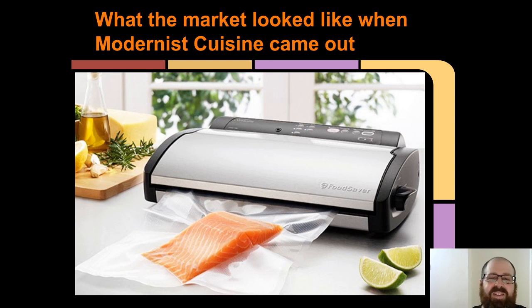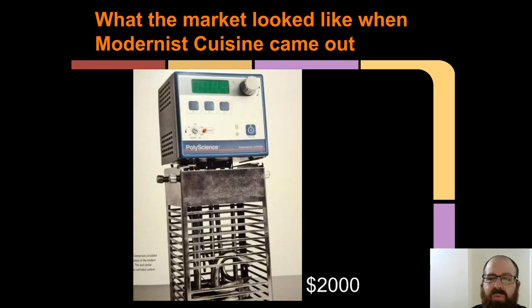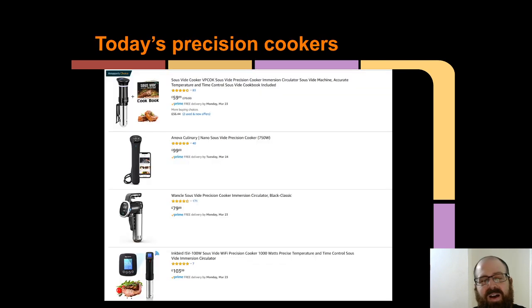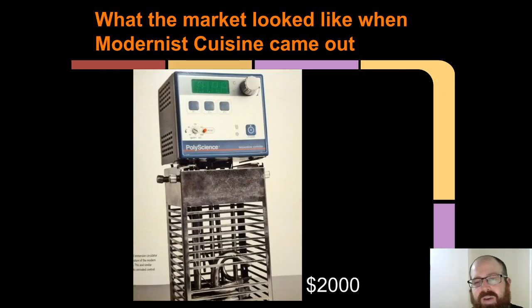Vacuuming and sealing devices were already on the market at a fairly consumer price point. What about the cooking, right? You need to keep that water bath at a very precise temperature. When the book came out, what existed was this device pictured here, and this device is lab equipment. It's not kitchen equipment. Lab equipment is produced in very low volumes. It's finicky. These things only work on distilled water, so you have to make sure you're filling your water bath with distilled water, not tap water. Very quickly after the book came out, it was replaced with much more reasonable devices.